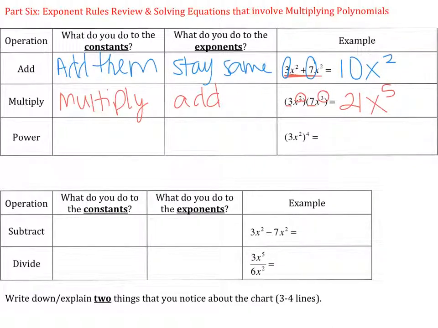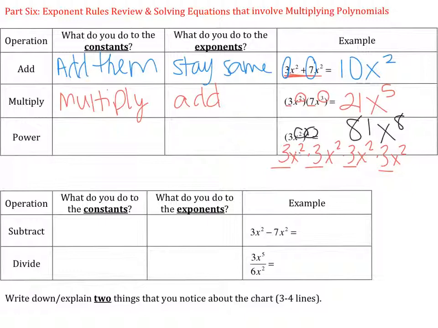The last part of this chart is the power to a power property, and we have 3x squared, the whole thing to the 4th power. So back in the beginning of the chapter, we had said that this is like 3x squared times 3x squared times 3x squared times 3x squared. But if we use our properties of exponents, we're going to take 3 to the 4th power, which is 3 times 3 times 3 times 3, which we will get to be 81. And then our x's, we are going to take the power times the other power, so that's 2 times 4, which is x to the 8th.